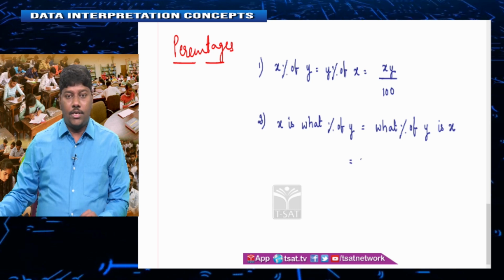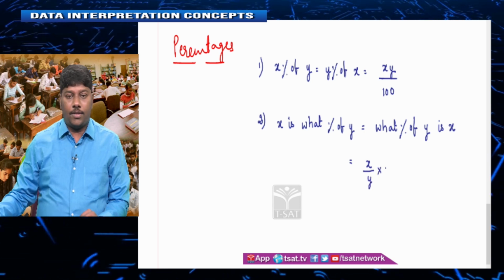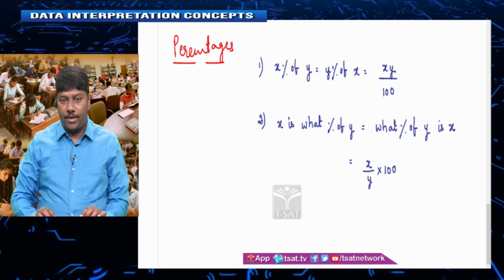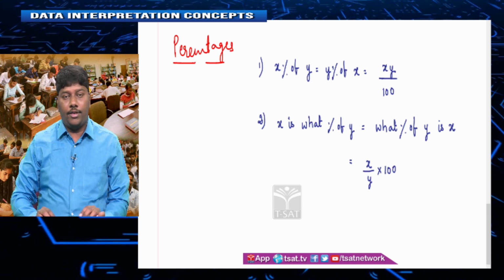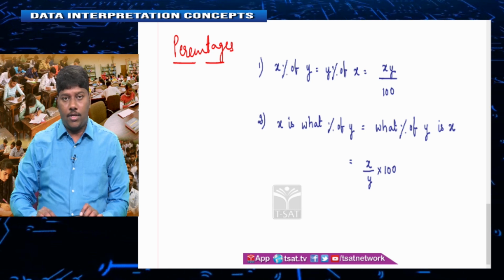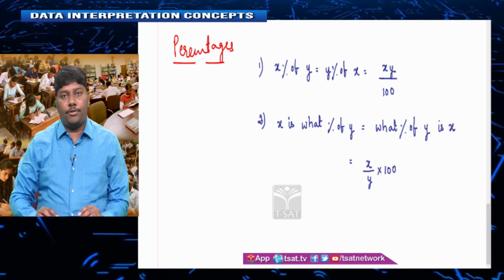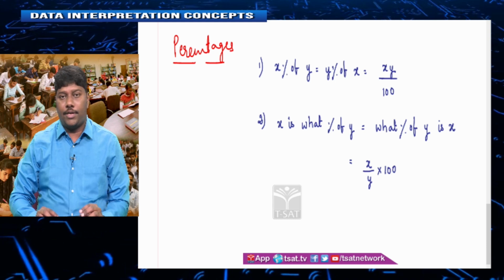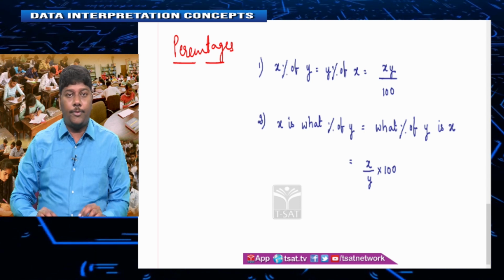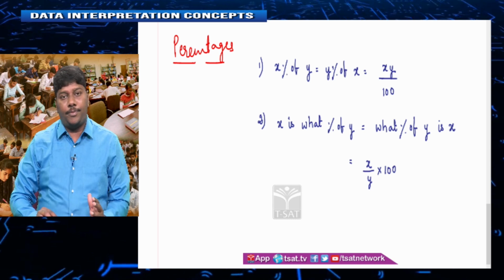You are comparing X with Y. So X should be in the numerator, Y should be in the denominator, into 100. So X is what percent of Y, or what percent of Y is X? It is X by Y into 100. How can they ask you these kinds of questions in data interpretation? You may have this doubt. They don't ask you X and Y. They give you data. For example, I am taking data from 2015 to 2020: 2015, 16, 17, 18, 19, 20. Now, they'll ask you like this: data in 2015 is what percent of data when compared to 2020?